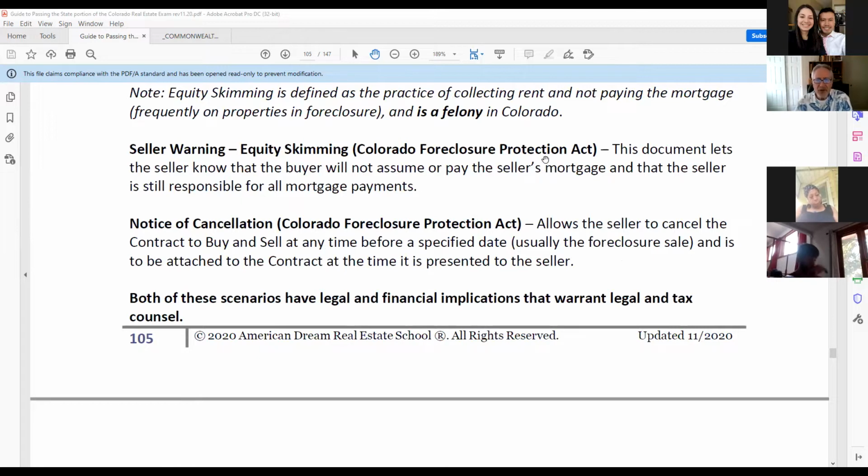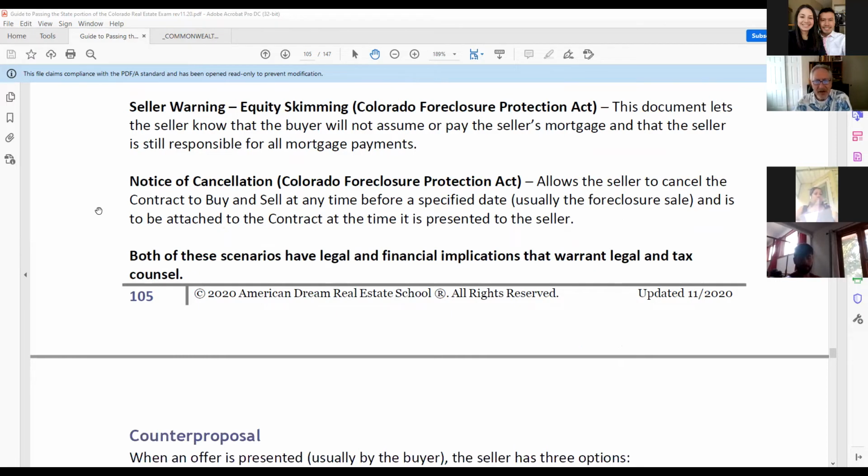The Colorado Foreclosure Protection Act, there's a certain form in there that lets the seller know the buyer's probably going to be selling it for a profit. The seller can cancel anytime prior to a certain date. Usually it's a foreclosure sale date. And again, that's for distressed properties only.